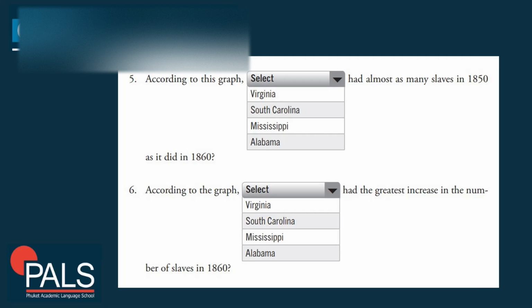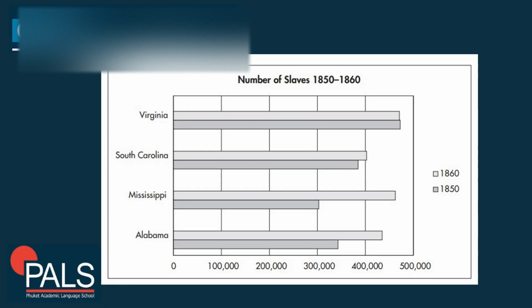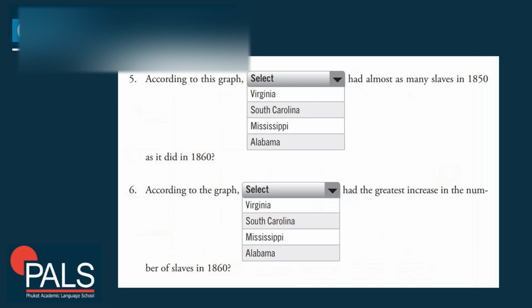Here we have some more drop and drag menu questions. The first one says, according to this graph, blank had almost as many slaves in 1850 as it did in 1860. This is a pretty easy question for using a graph. If we look, which state had roughly the same amount in both light gray and dark gray? That would be Virginia.